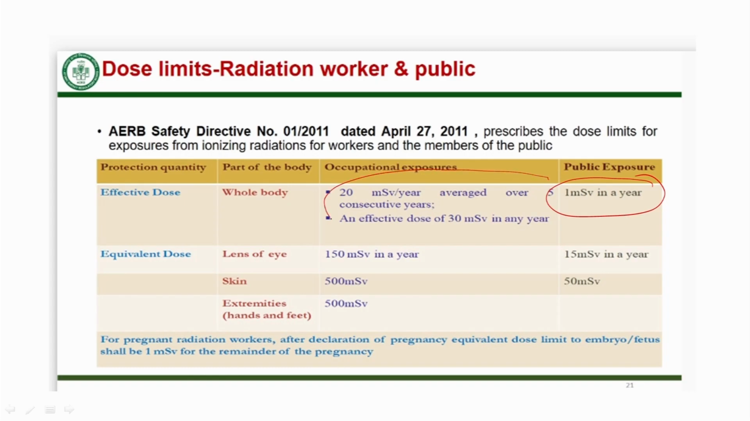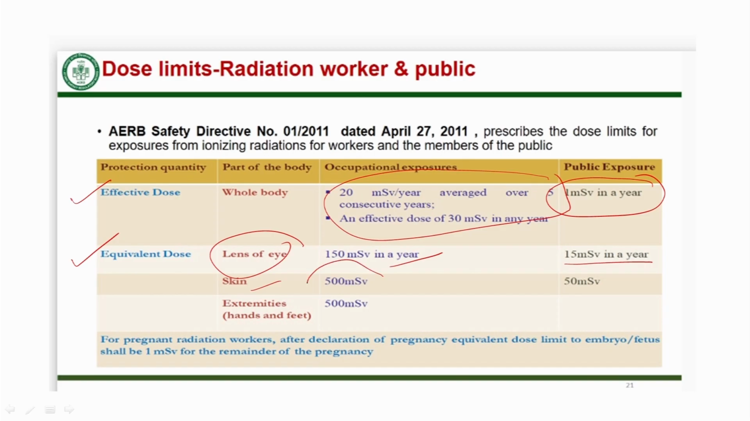Radiation worker or occupational exposure is 20 millisievert per year, averaged over 5 consecutive years, and an effective dose of 30 millisievert in a single year is acceptable. This is the effective dose. Equivalent dose for the lens of the eye should be 150 millisievert in a year for occupational exposure or radiation worker, 15 millisievert for the public.